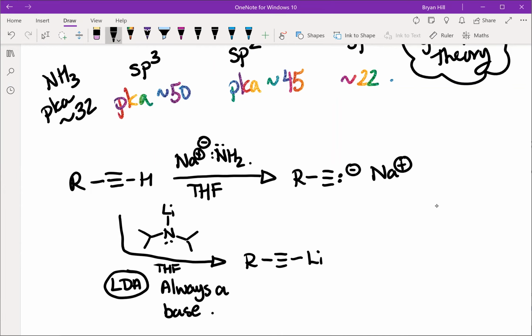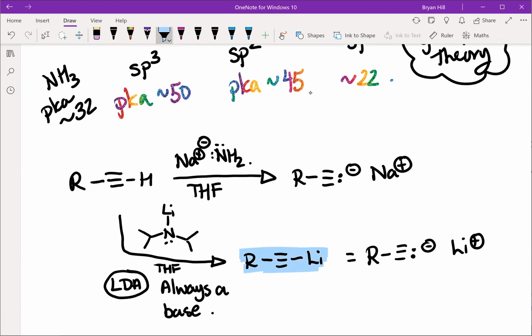Anyway, so although most textbooks use NaNH2, it's not a super practical base to use. LDA is far better. So anyway, it can deprotonate that carbon. And so this is basically the equivalent of R. But technically, the lithium carbon bond is a covalent bond. I just drew it like this.